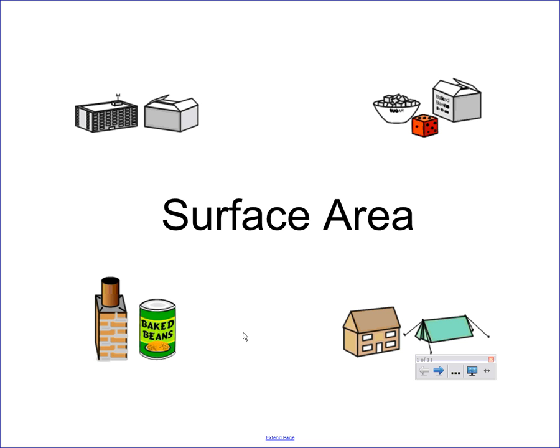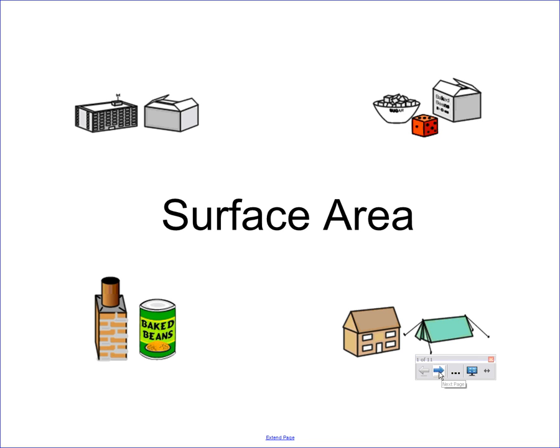Surface area is just exactly what it sounds like. It's finding the area of a surface. It's useful if you're making cans to know how much material you need, or putting shingles on a roof, or making a tent, or putting vinyl siding on the side of a house, or making a box for a project. If you needed to know how much material it was, we're going to teach you how to find surface area.